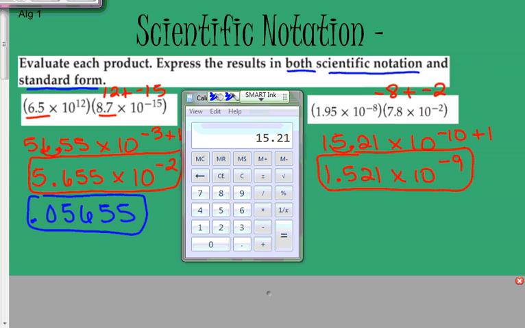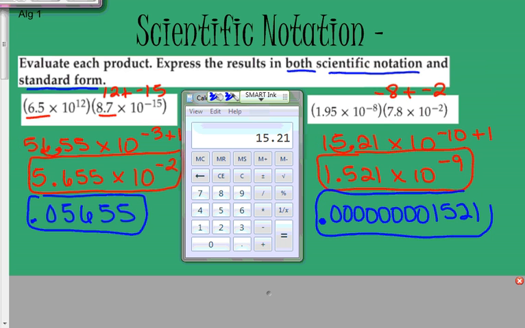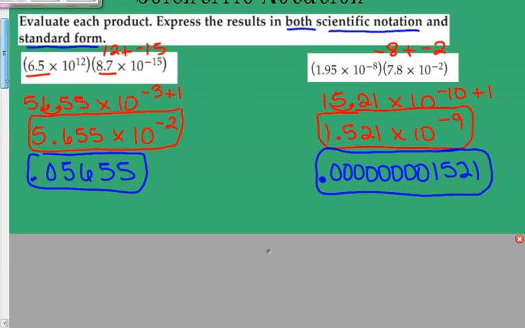And then this one will go to the 9 times back to the left. That means I'll be adding 8 zeros in front of that one. So decimal, 1, 2, 3, 4, 5, 6, 7, 8, and then 1, 5, 2, 1. And there's my other answer with that one. So you're going to do scientific notation and standard form. Let's go to another example.